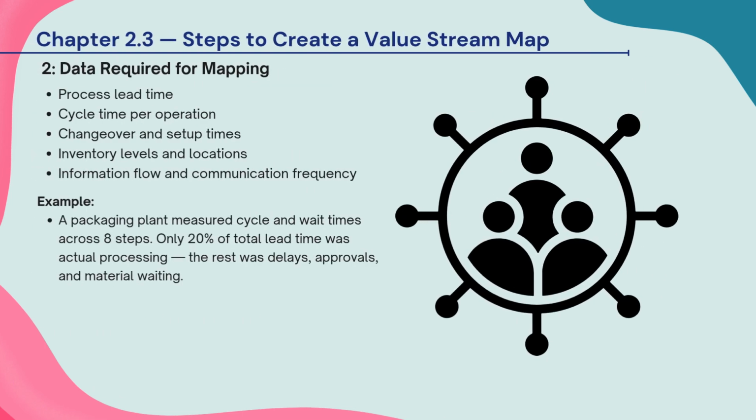This slide explains the key data required to create an accurate value stream map. Important data includes process lead time, cycle time, setup time, inventory levels, and information flow. This data helps identify delays, bottlenecks, and inefficiencies. For example, a packaging plant found that only 20% of total lead time was actual processing, while 80% was waste due to waiting and delays. This highlights the importance of data in identifying improvement opportunities.